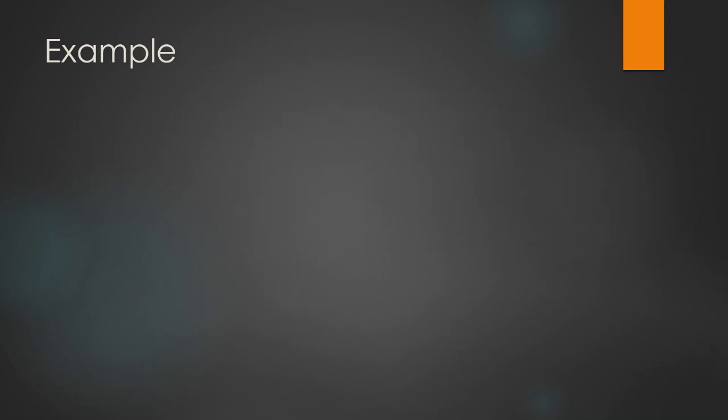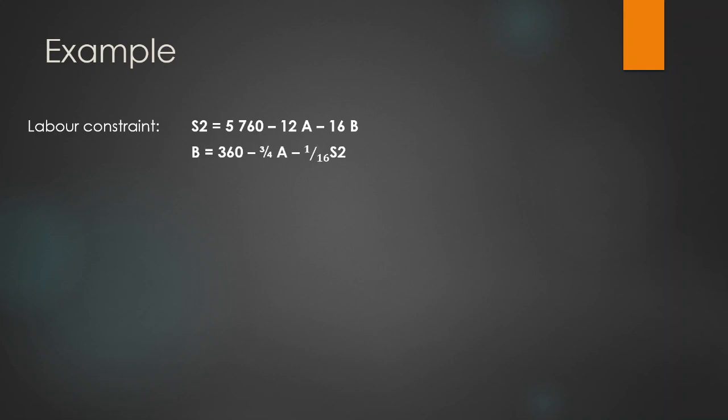Now that we have identified the labor constraint as constraining product B, I need to rearrange the terms to get B as the subject of the equation, rather than the slack variable S2. Once we have done this and simplified the fractions, we get B is equal to 360 minus 3/4 A minus 1/16 S2. Now we can substitute B in for all other equations.